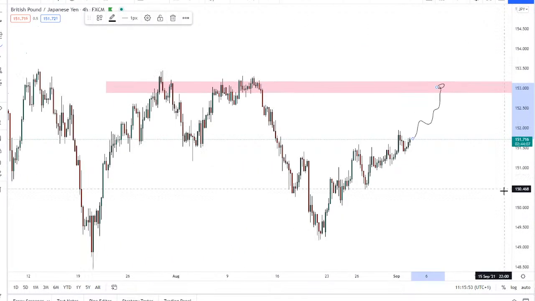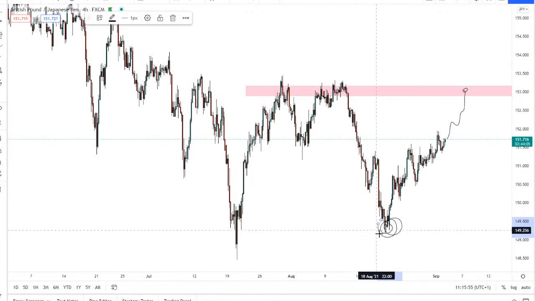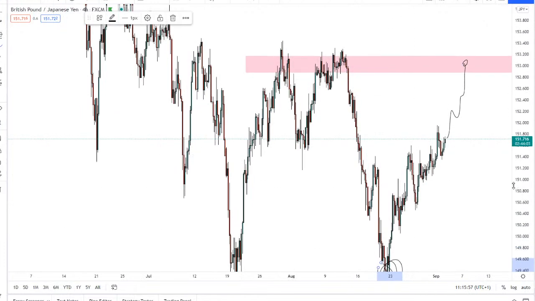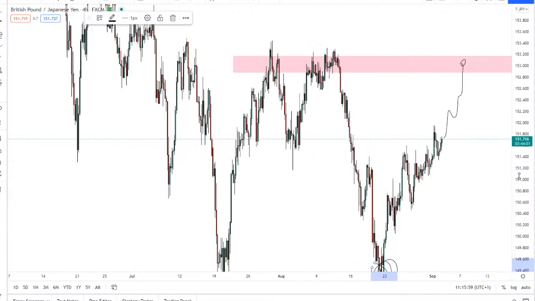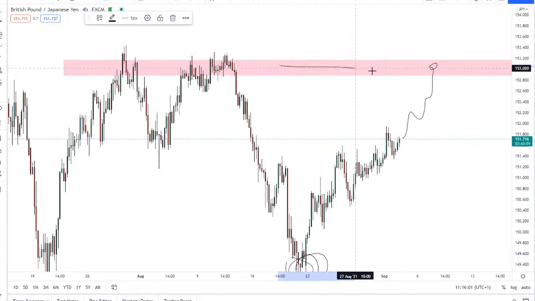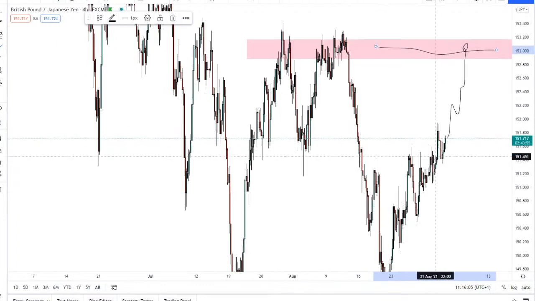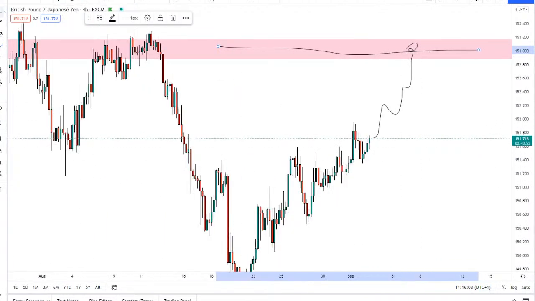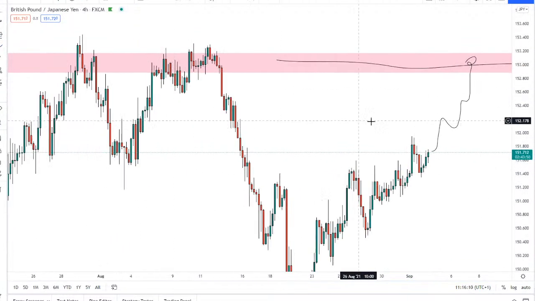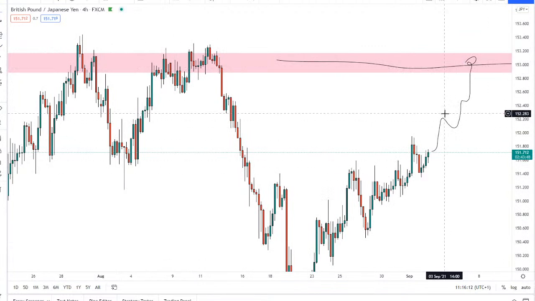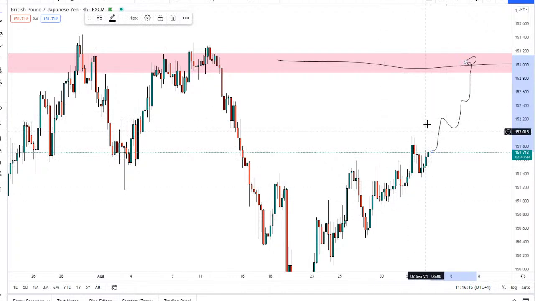But because this didn't make a lower low, it's giving me the idea that price wants to push back here. If this did make a lower low, then it could pull back to any point, but just because it didn't have that energy to go and take those lows out, I think we'll probably come back up to 153 actually, for pound JPY. That's if we keep up this price action, of course.